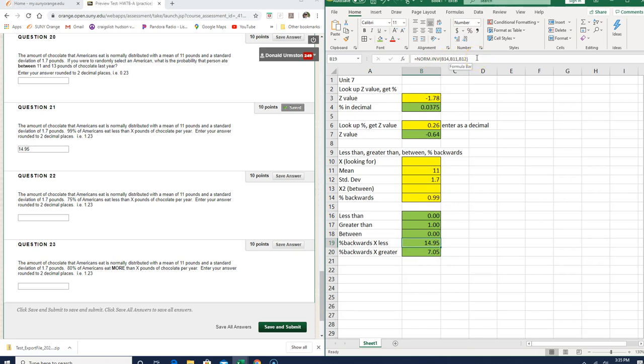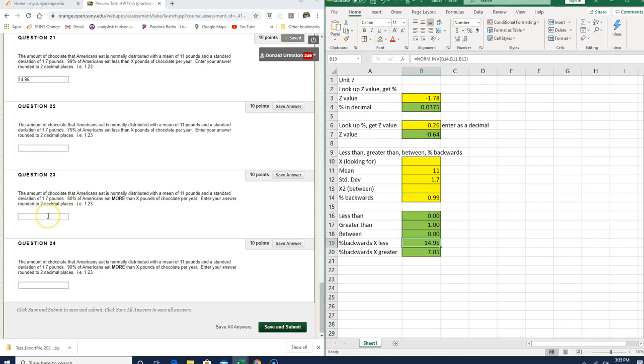Okay. Now, where it gets tricky, and we'll go to number 23. Same question, really. We still have 11 pounds as our average, 1.7 as our standard deviation, but the question is 80% of Americans eat more than how many pounds of chocolate per year? Well, just like many of our other formulas, this formula doesn't do greater than, it only does less than. But unlike the norm.dist formula, we can't just subtract the answer from 1, because norm.dist gives us probability, gives us percentages, so you can use the complement. This isn't giving us percentage. This is giving us pounds.